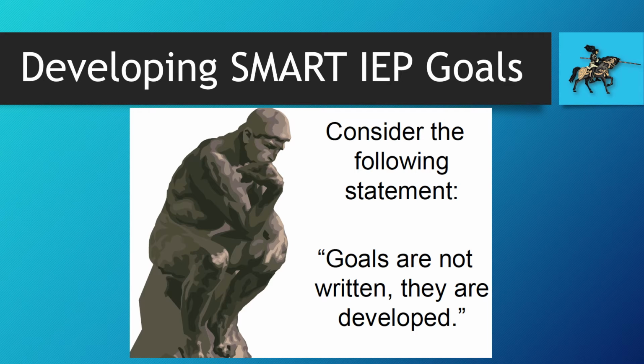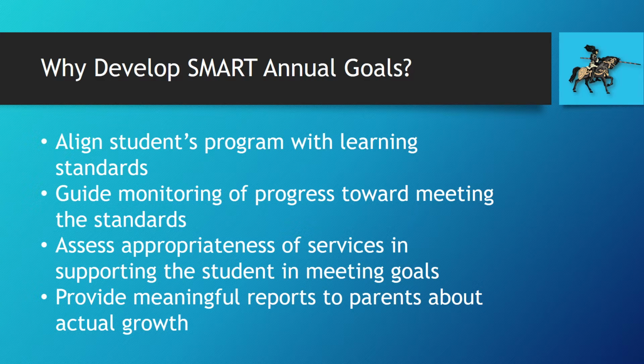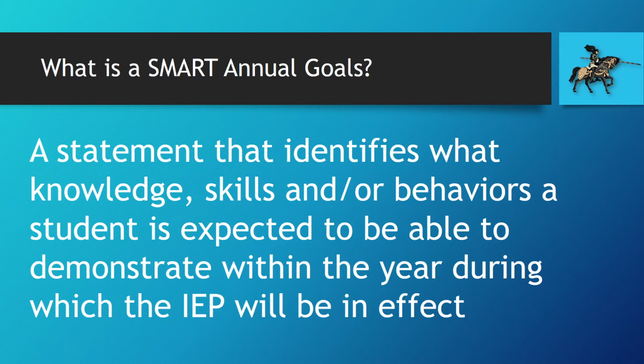It is important to understand that developing SMART IEP goals is a process, and therefore it requires a high level of thought before writing it down. Here are some examples of why your annual goals should be SMART goals. A SMART annual goal is a statement that identifies what knowledge, skills, and behaviors a student is expected to be able to demonstrate within the year during which the IEP will be in effect.